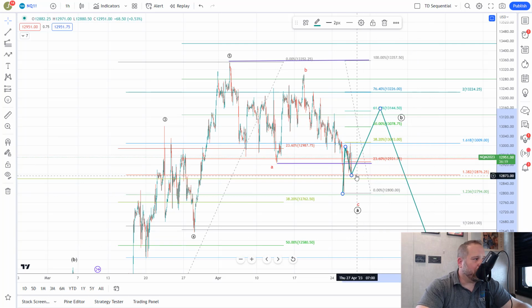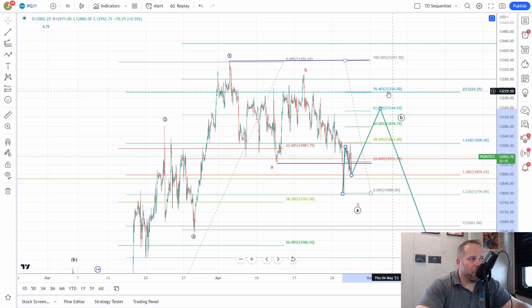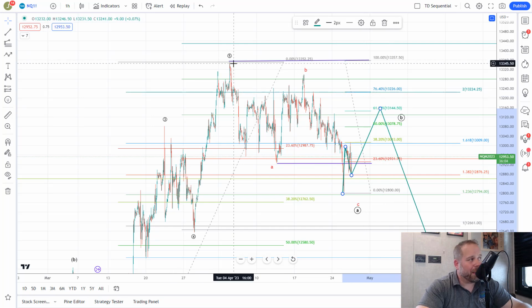So could see that play out tomorrow, especially with GDP. We could get a spike in the pre-market that would give us our B wave and then down after that. But if they push over the 13,226 area, that is an indication that the bulls are trying to take this back over the high more directly.